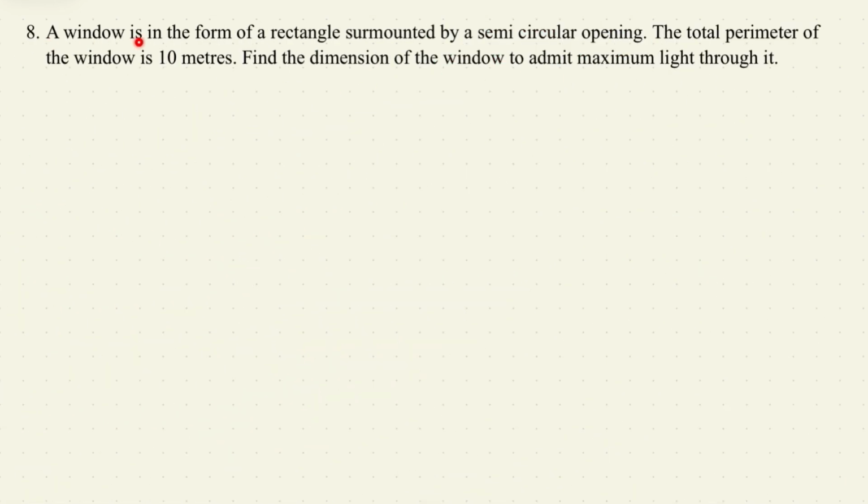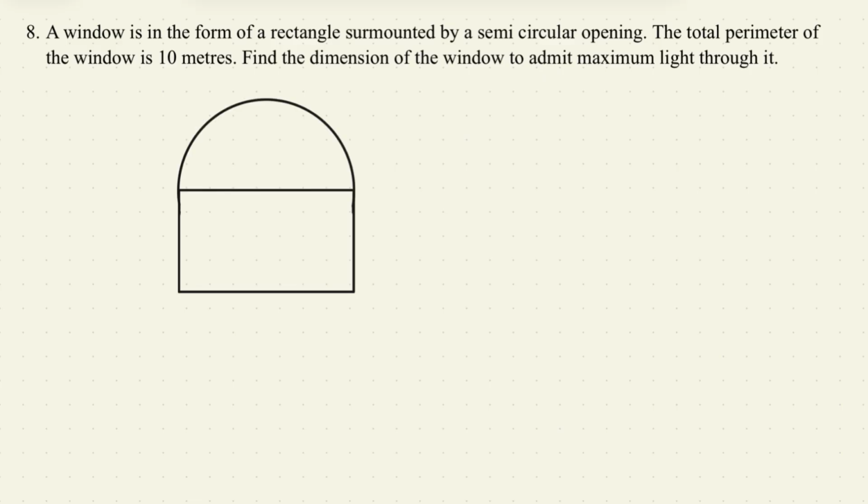Question 8. A window is in the form of a rectangle surmounted by a semicircular opening. So first let us make the shape of the window according to the question. So here's the shape of a window according to the question. There is a rectangle at bottom and on top of it there is a semicircular opening. The question is saying that the total perimeter of the window is 10 meter and we have to find the dimensions of the window to admit maximum light through it. So in order to admit maximum light through the window, the area of the window should be maximum.